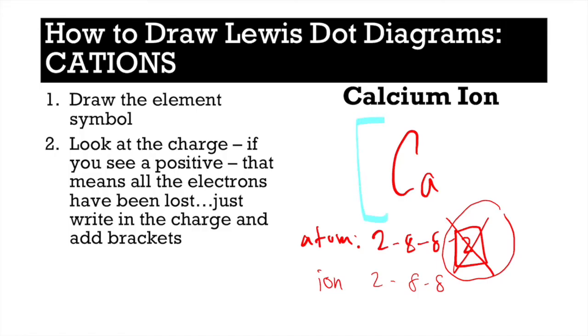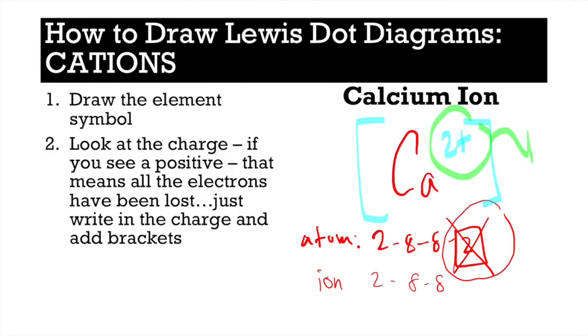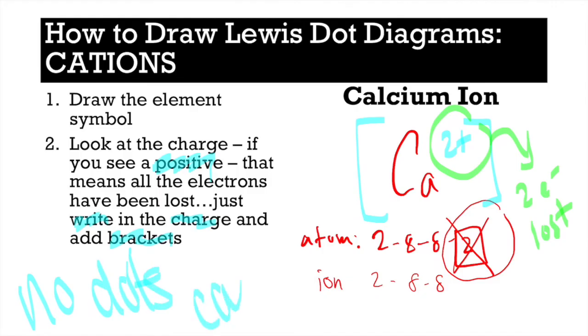So all you have to do is add brackets and a plus 2 charge. So remember, plus 2 just means you had 2 electrons lost. And if we're looking at this, here's the shortcut. Whenever you see a positive sign, that just means all the valence electrons have been lost. So all you have to do is write the charge and then add brackets. There are no dots for cations. No dots.